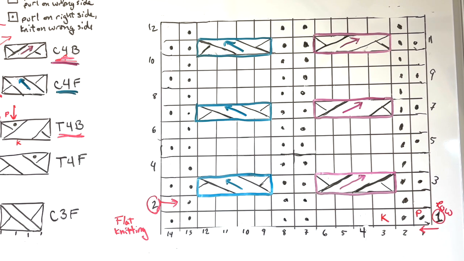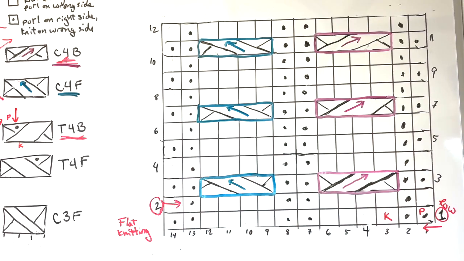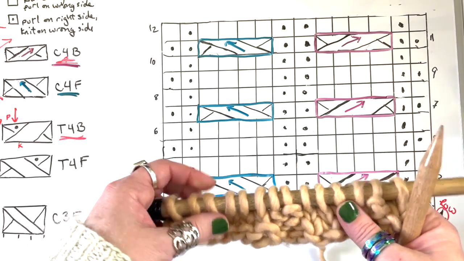Notice I've also set this up the way that many cable charts and cable patterns will do it. We are only cabling on the right side. That's when we're starting over here. These odd rows, when we're starting over on the right, those are the only ones that have cables in them. Usually you're not cabling on the back side of your work, but there are exceptions to every rule.